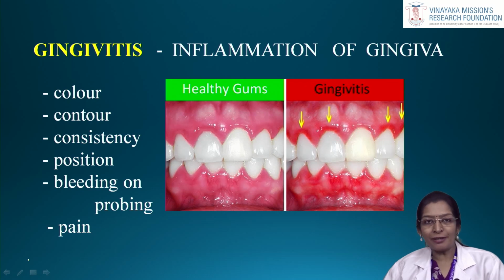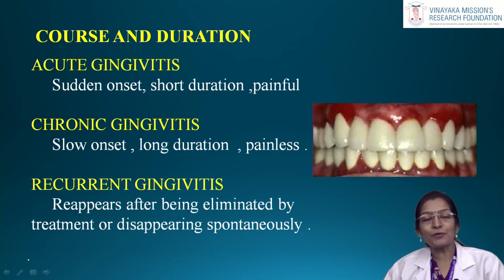So, when the gingiva is inflamed, a lot of changes are seen microscopically as well as macroscopically. The changes are evident in the color, contour, consistency, position, bleeding and pain. In this picture you can see how the healthy gums appear and how they appear when inflamed. Now, moving on to the classification of gingivitis, based on the course and the duration, it is classified as acute gingivitis, chronic gingivitis and recurrent gingivitis.